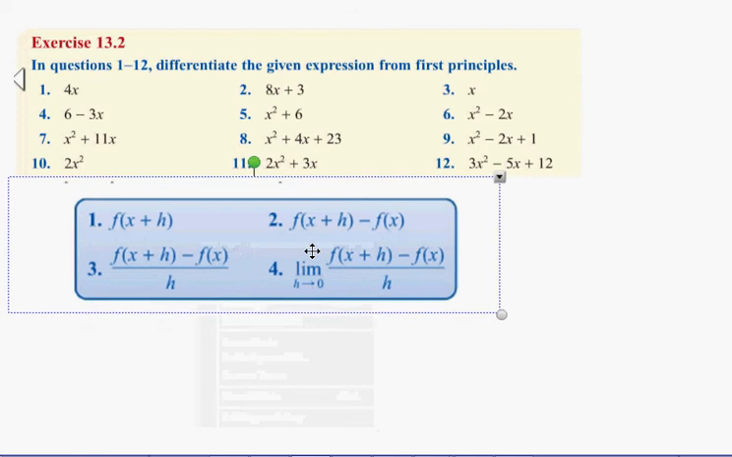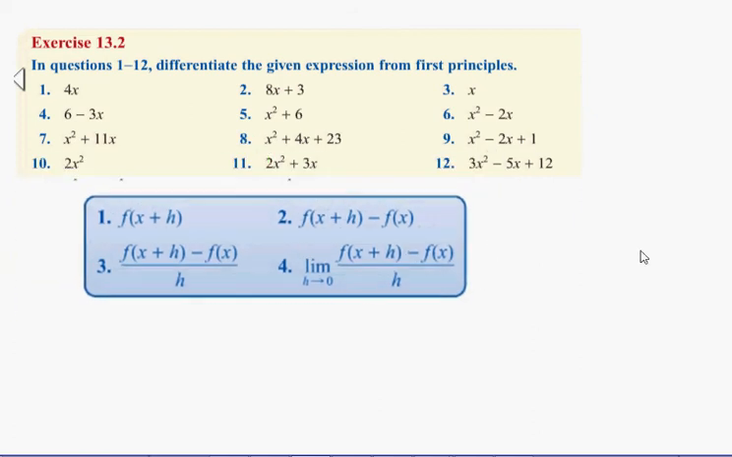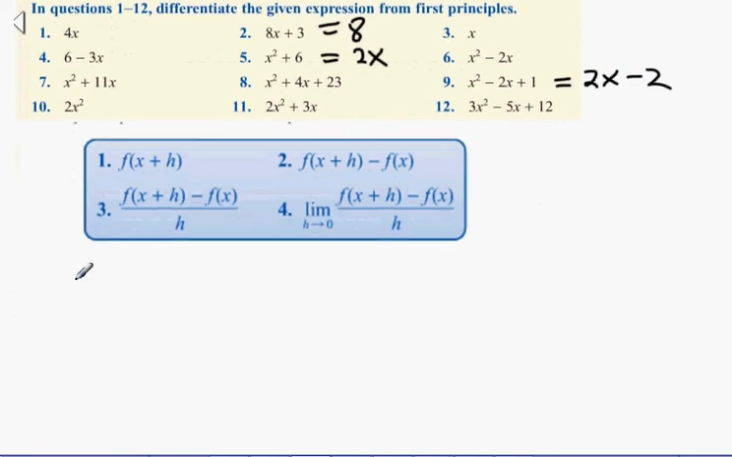We previously accepted that when we differentiate these, all of us already know the answers. We know that this one is 8. We know that this one is 2x. We know that this one here is 2x minus 2. Let me explain why. Okay? So, what happens now, guys, is we write down what f of x is. f of x is 8x plus 3. We're going to differentiate this function from first principles.